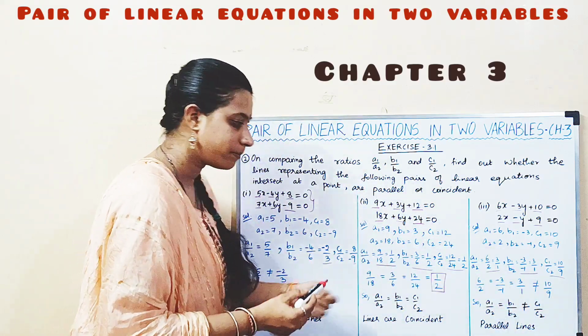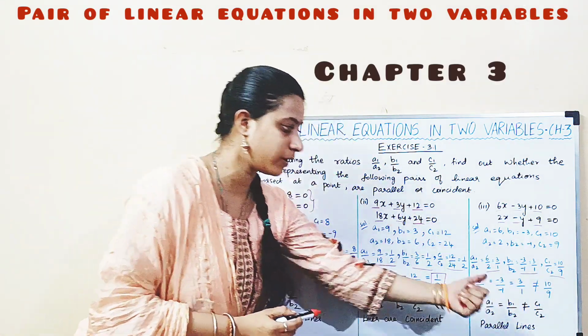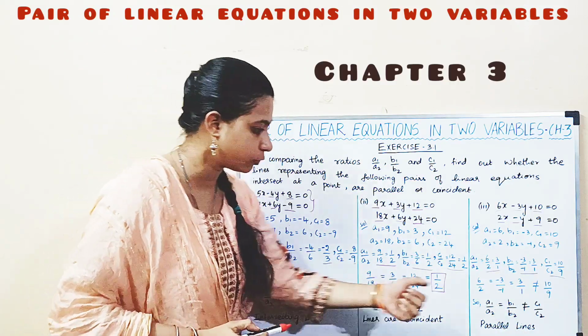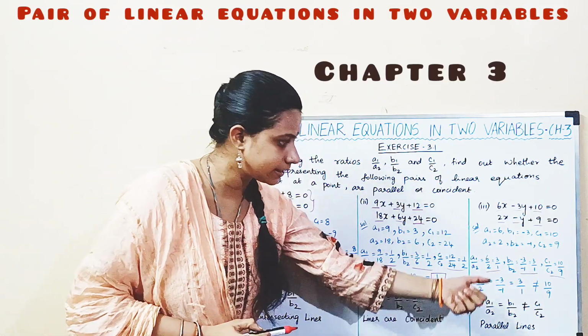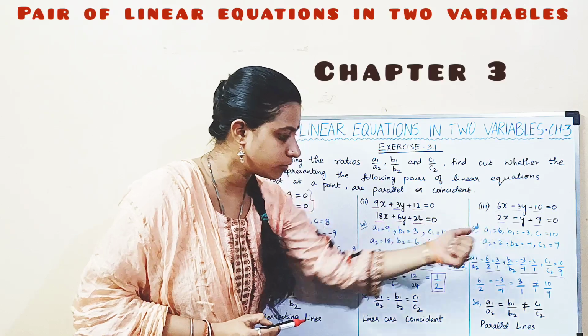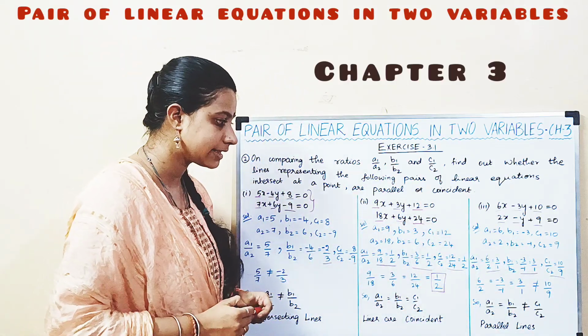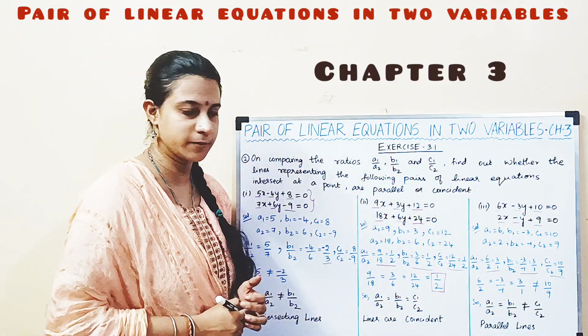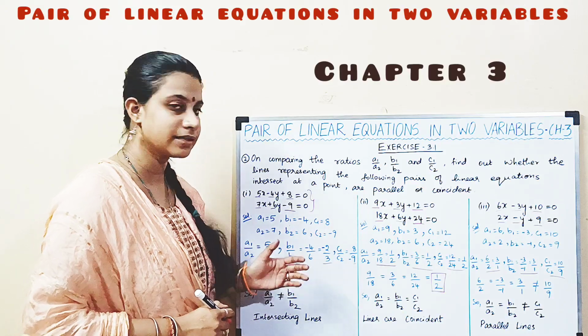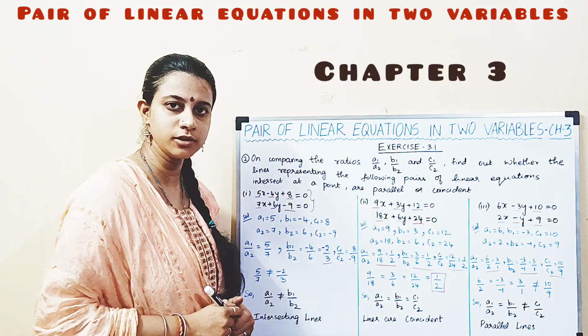That is, a1 by a2 is equal to b1 by b2 and not equal to c1 by c2. When this condition is present, then the lines representing these two equations will be parallel lines and there will be no solution. Okay. So with this we are completing the second question. Now let's move on to the third question.